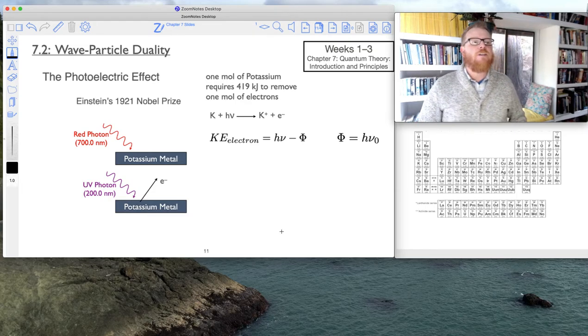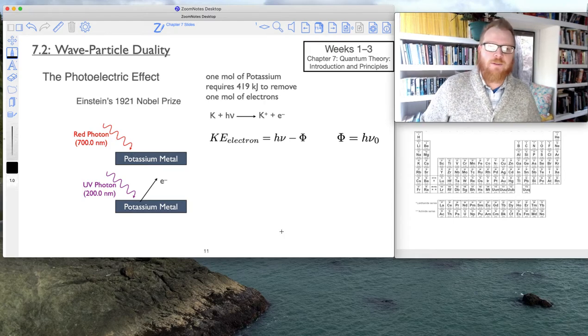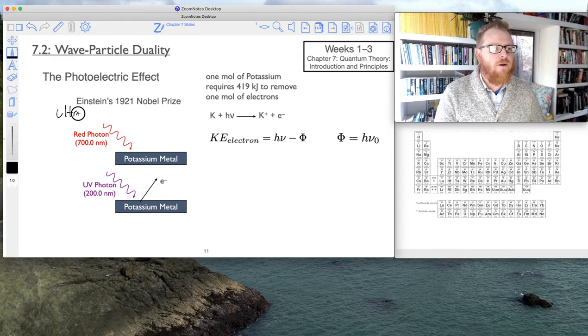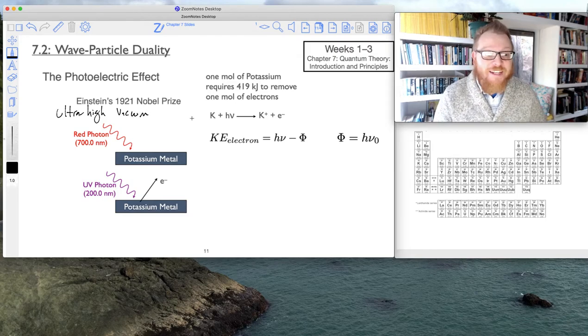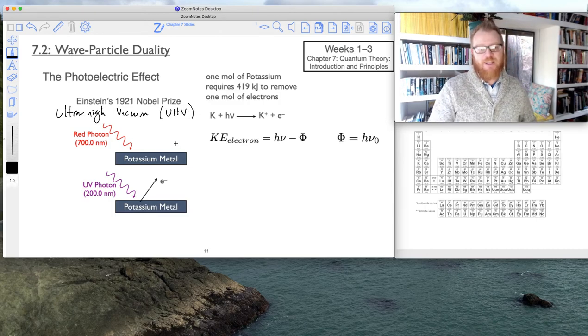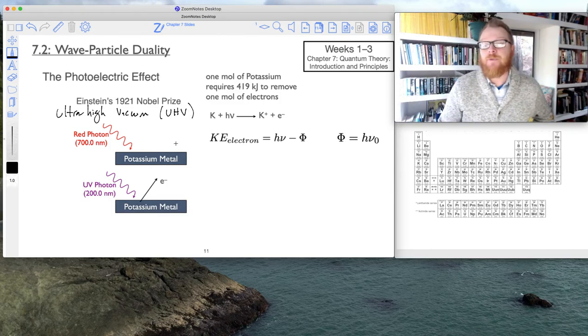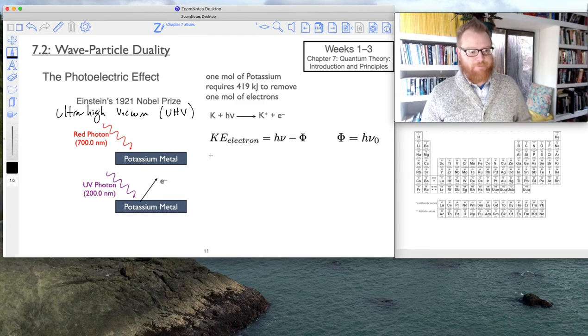Okay, so this is the 1921 Nobel Prize, and the way that this photoelectric effect works, I'll give you two situations. So suppose we have some potassium metal, and of course this is in ultra high vacuum. So that is a scientific term, UHV. So this has to be an ultra high vacuum, which I'll explain why in a moment.